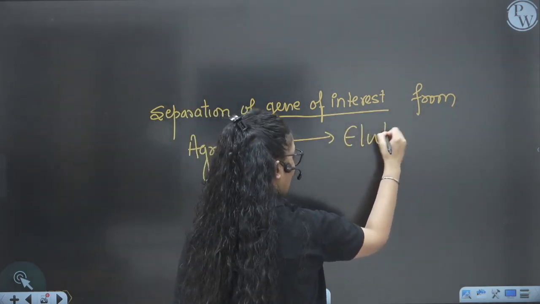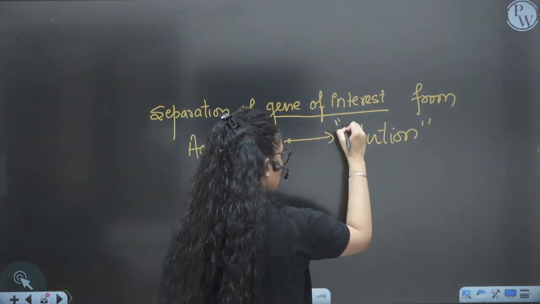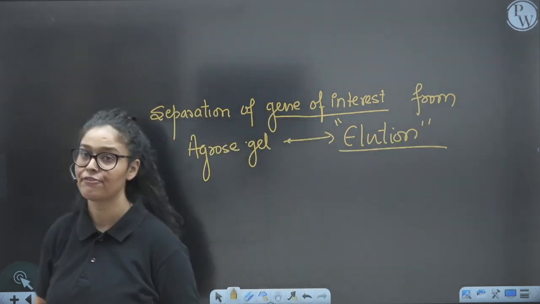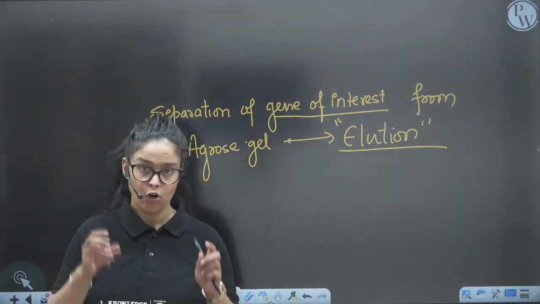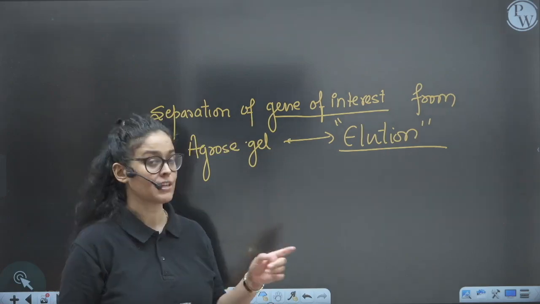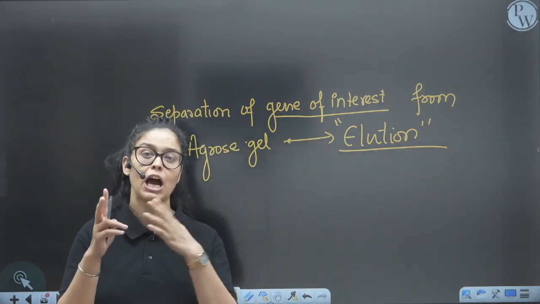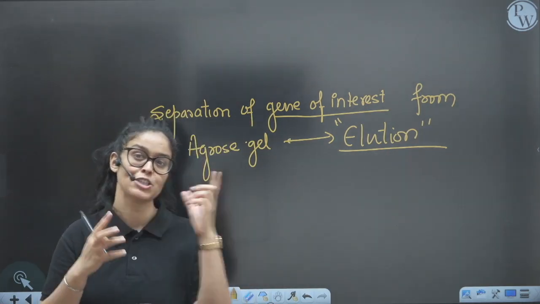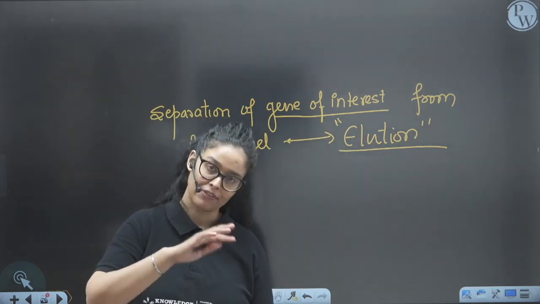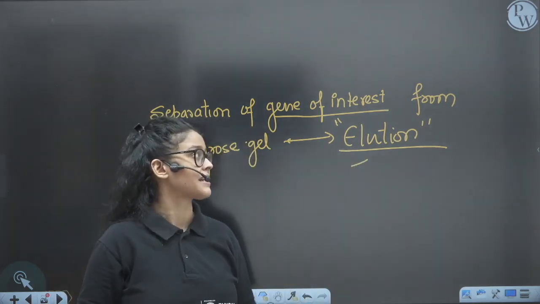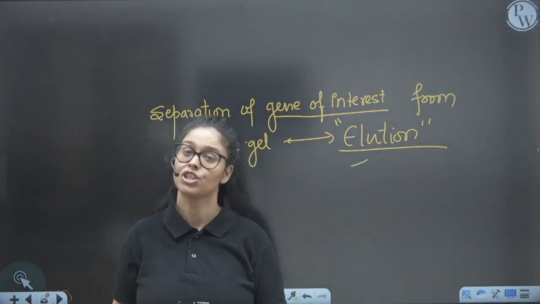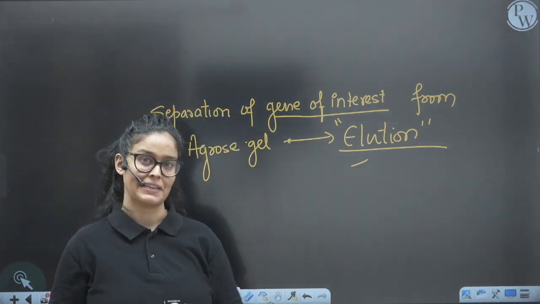If somebody asks you what spooling is, spooling is the isolation of DNA from an organism or the cells of the organism, and elution means that after cutting our gene, we separate it using electrophoresis. So after electrophoresis, we separate our gene of interest from the gel plate, right?